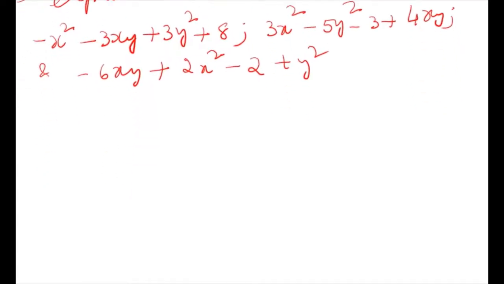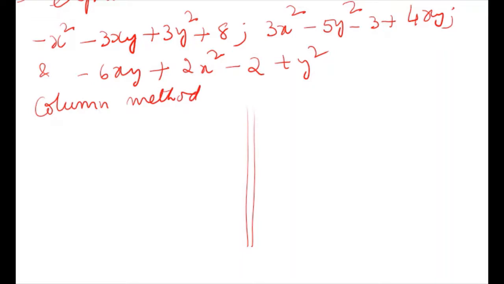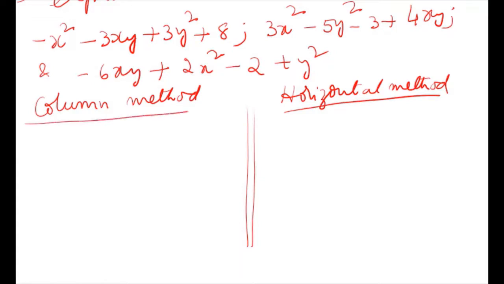So now, as I told you, there are two methods. One method is called column method. The other method is called horizontal method. In higher classes, we will be using only the horizontal method. In higher classes, you cannot use column method. Okay, but you have to learn both. Okay, you must know both.